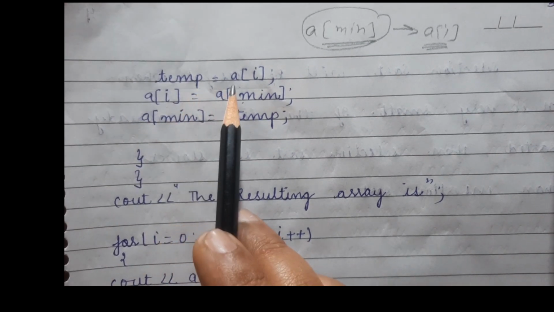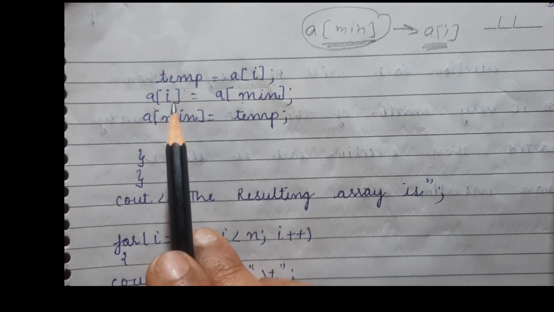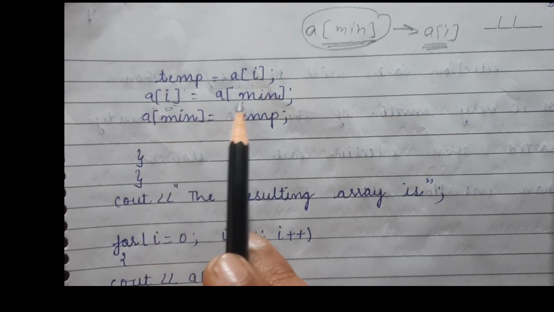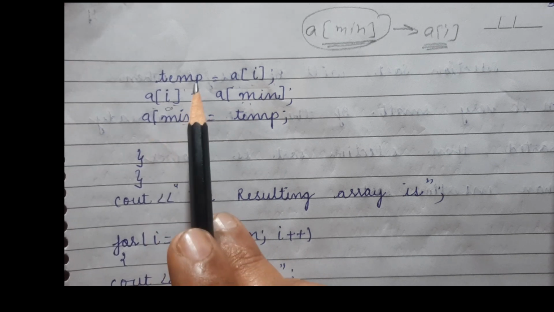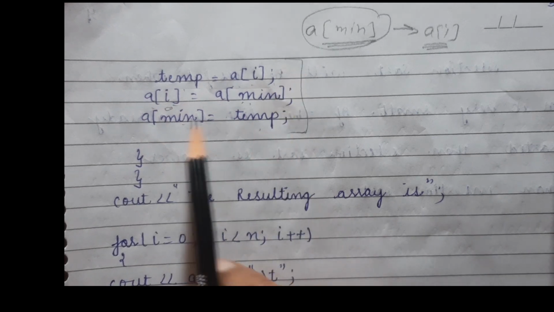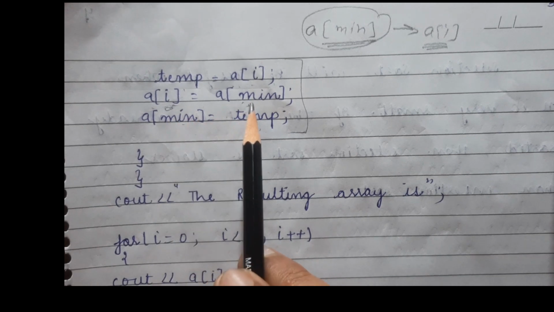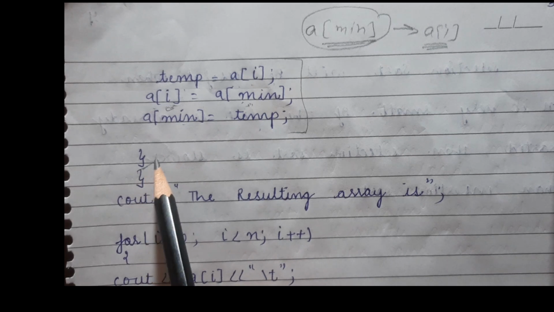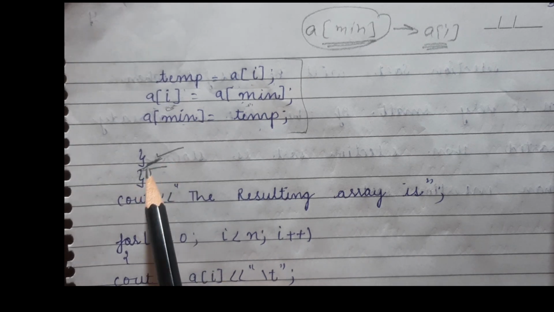So I write here temp is equal to a of i, then whatever value is at the 0 index goes to the temp variable. Now at the 0 index, what value goes? At the 0 index, a of minimum will go. After this, at a of minimum, the temp value goes. In this way we perform swapping, and at the 0 index, which element goes? At the 0 index, the first minimum element will go. After this, this if condition is closed. After this, the outer for loop is closed.